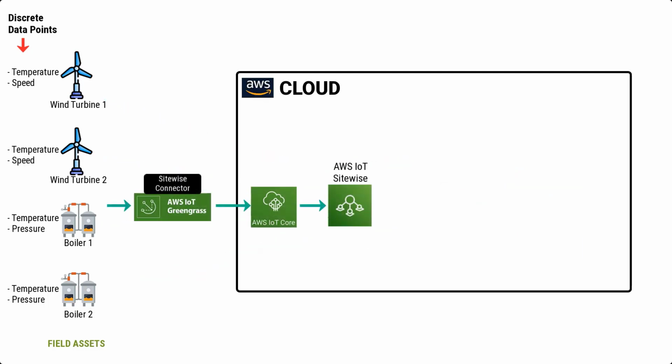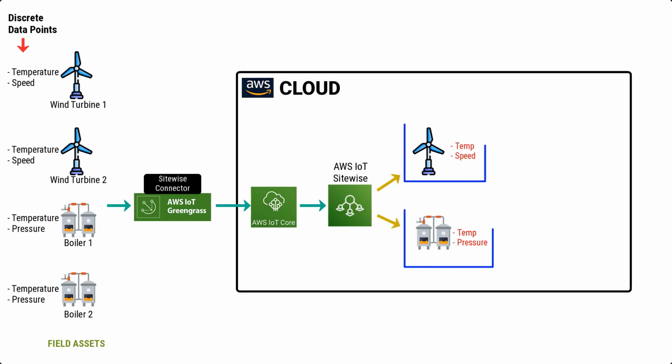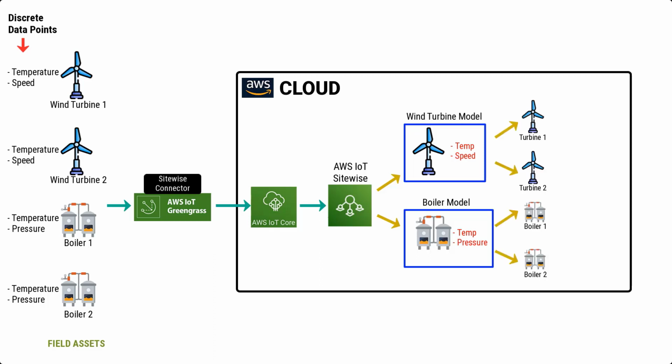AWS IoT SiteWise is a platform that aims to solve this problem by providing an asset modeling framework that enables you to define the different types of assets and their respective data points by creating asset models for each type, followed by the creation of instances or virtual representations of real assets in the field based on the models, and then updating data points of your virtual assets in real time with data collected from your plant.